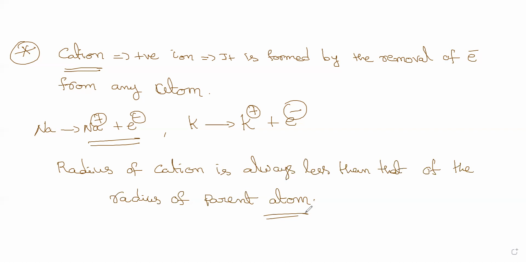So what is a cation in chemistry? Cation means positive ion. It is formed by the removal of an electron from any atom. If you take any atom and then remove an electron from it, you get a cation. Clear? Yes, sir. Very good.